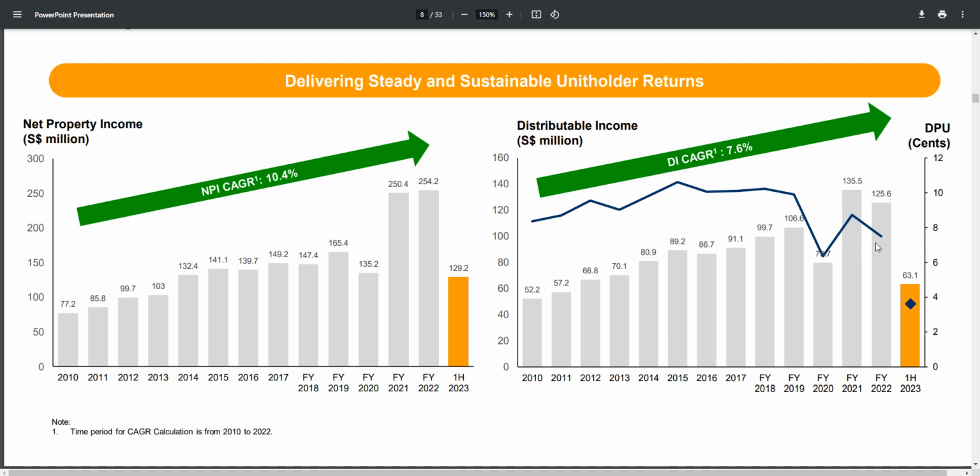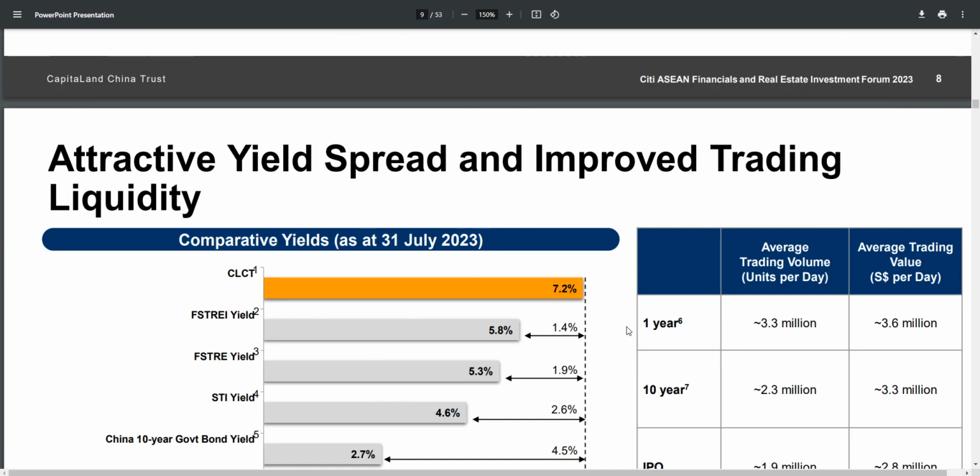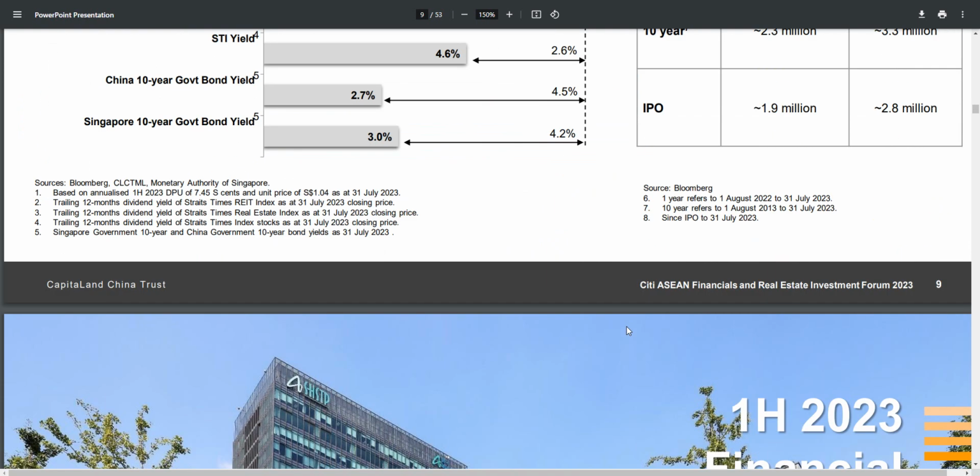lockdown in 2022. Then if we extrapolate from here, double this blue dot. The reason they use a blue dot here is because this is a half year figure. So you double this blue dot of 3.7, I think it's somewhere here. It's still trending downwards, so the DPU is not looking too good.